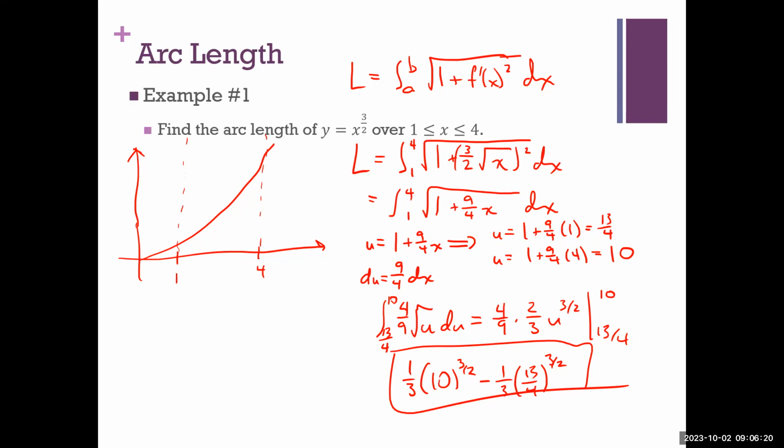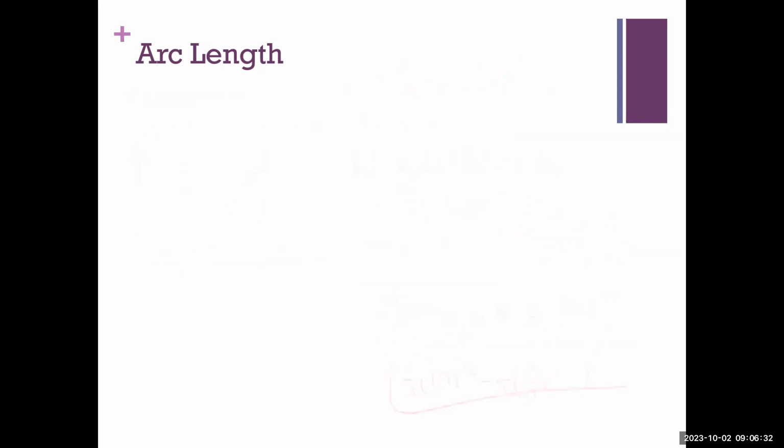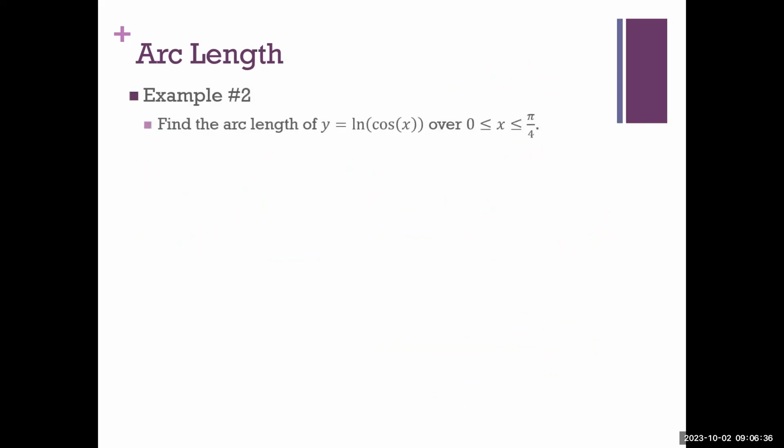Okay, so I've got a few more things I want to do with arc length. Let's recall how this process works. I have a curve here, y equals natural log of cosine x, and I want to find its arc length over that x interval. So how do we approach that? What kind of things do we need to do?